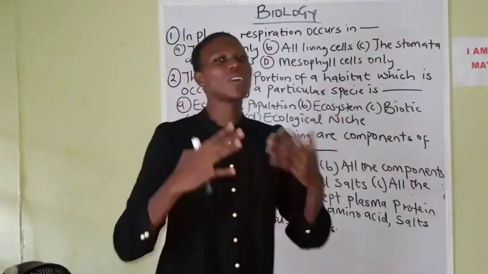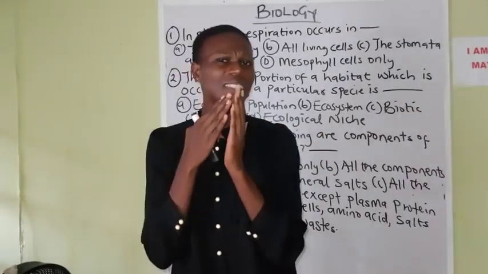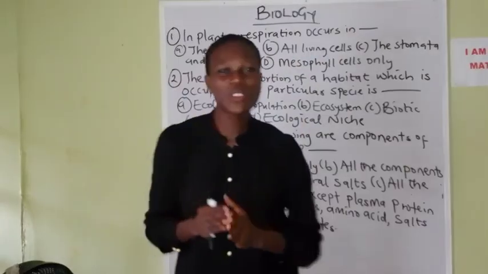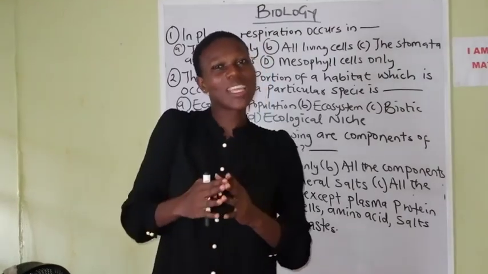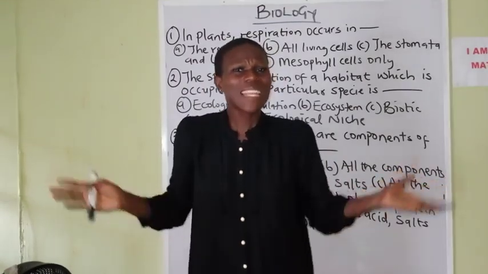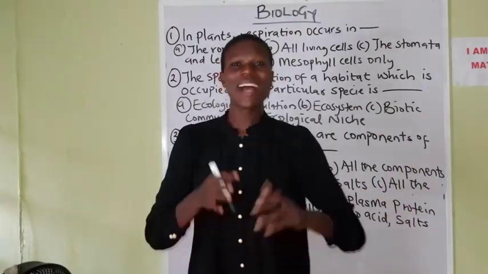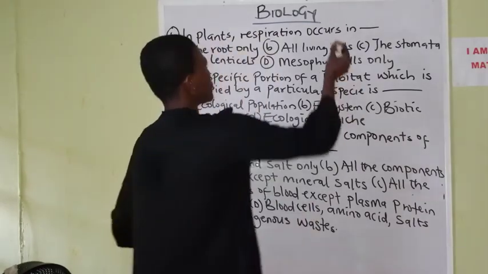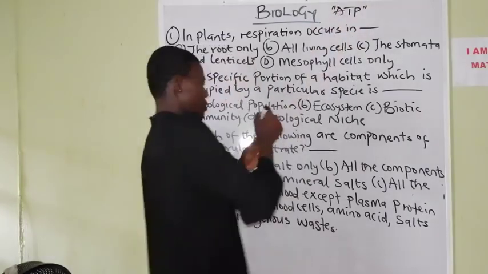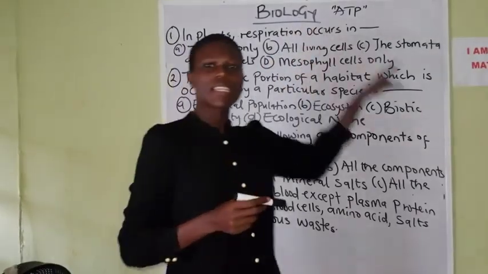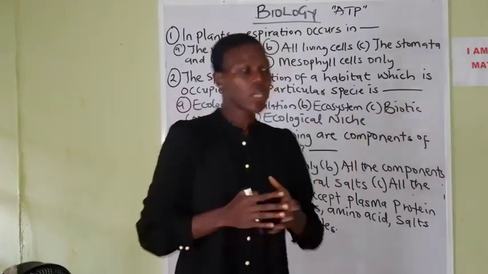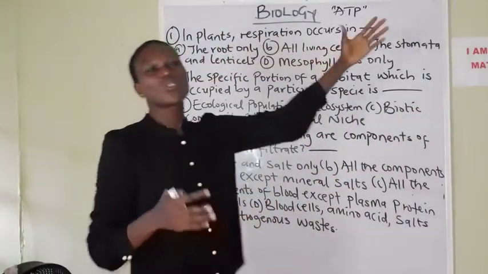Now, what do you do? How do you approach this question? The first thing is this: in plants, respiration occurs. Now, what is respiration? Respiration is a process by which glucose and other organic molecules are broken down to release energy. What energy is that? The ATP, that's the adenosine triphosphate. This is a form of energy that is released from organic materials and glucose.